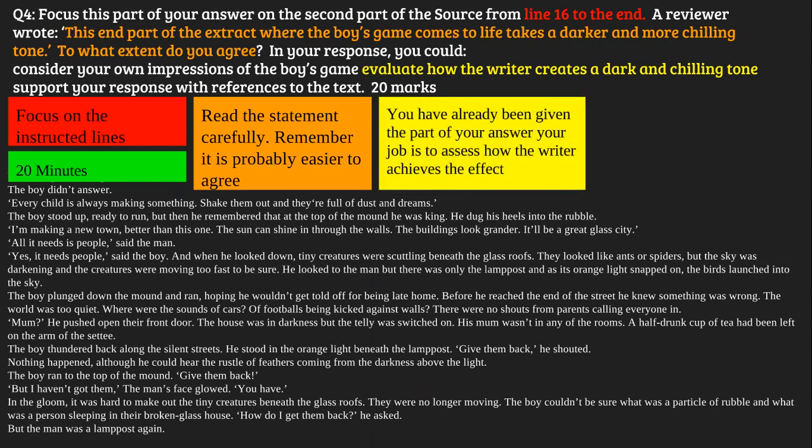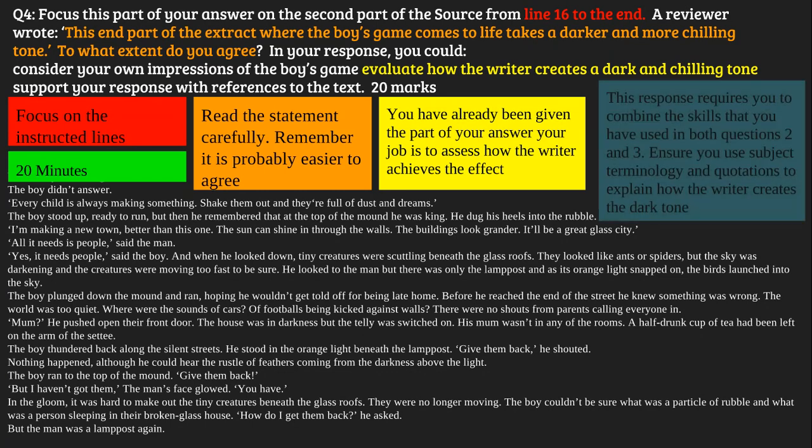So if you think about the way we would structure our answers, with our point or our statement to open our paragraph, you've essentially already been given that in the bullet points to the question, because it says evaluate how the writer creates a dark and chilling tone. Well, you've already got that, so I agree that the writer creates a dark and chilling tone, and then you assess how and why they have achieved that.